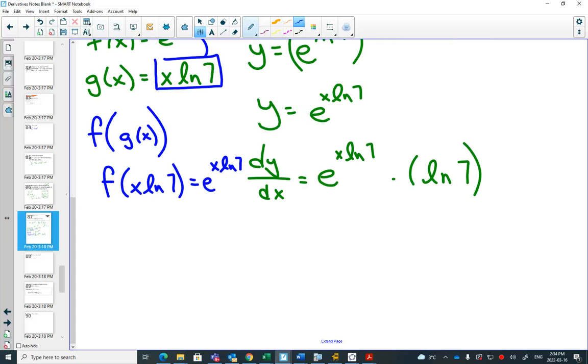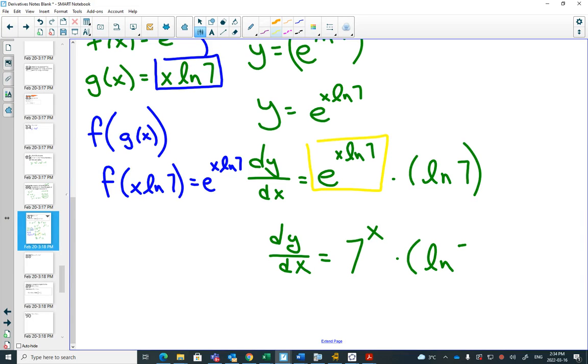Now that I found my derivative this way, this part in the yellow box, what was that originally? Originally, that was the same as 7 to the x. We just rewrote it. So we can use e to the x to prove any other power to the x and its derivative. Again, this requires an understanding of your exponents and your exponent laws and where they come from.